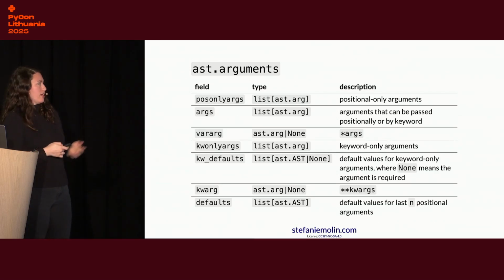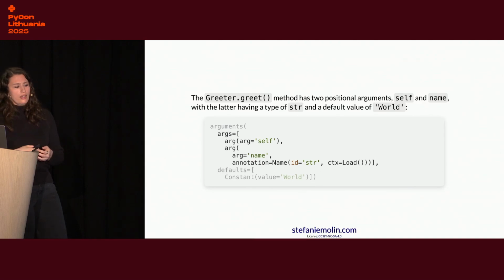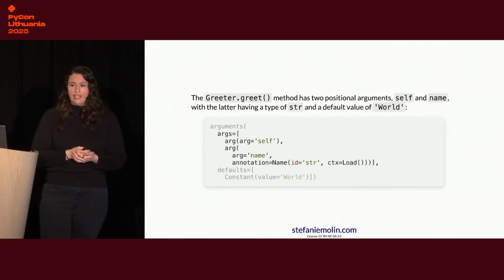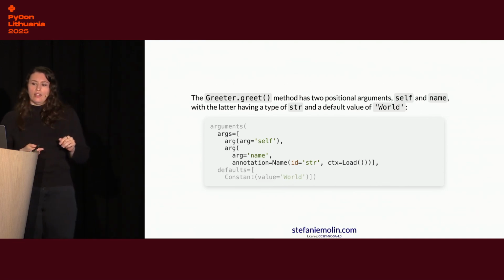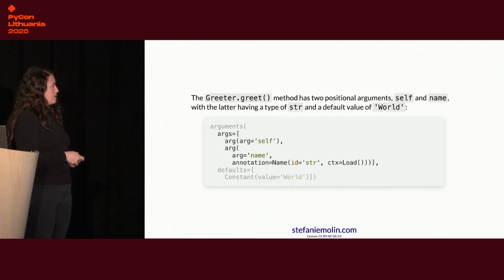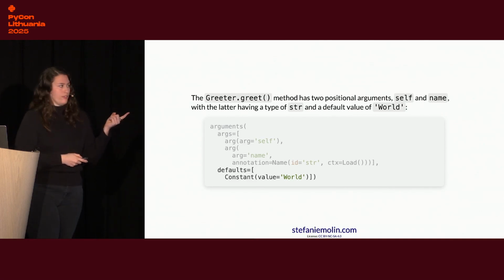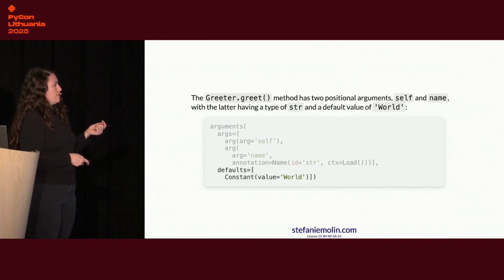It does make it a little challenging to process it. So if we look at our greet method, just here looking at the arguments portion of the AST, we have two positional arguments, right? We have self, and then we have name. Name has an annotation, which is an AST node, and its ID is str, so this we know is annotated as a string. And then the default down here, you see we only have one default. So two parameters, one default, and the default is an AST constant node, and its value is world. So this is the default for this one.